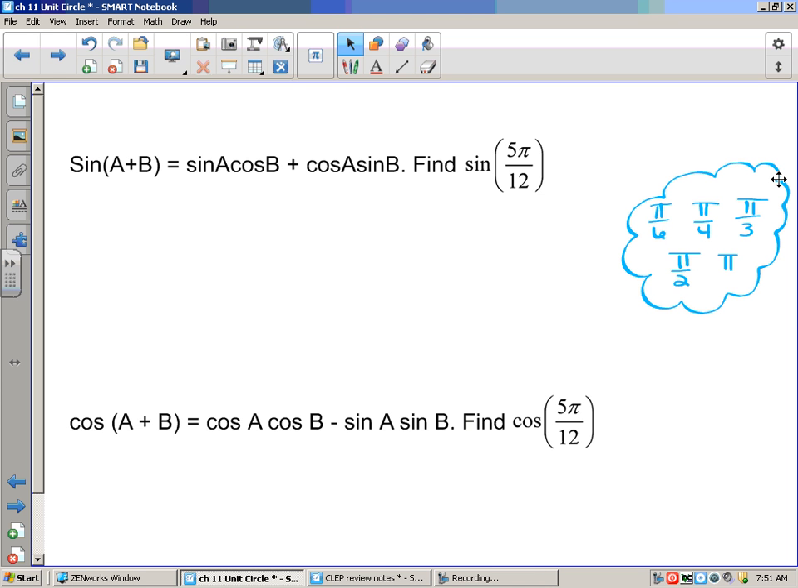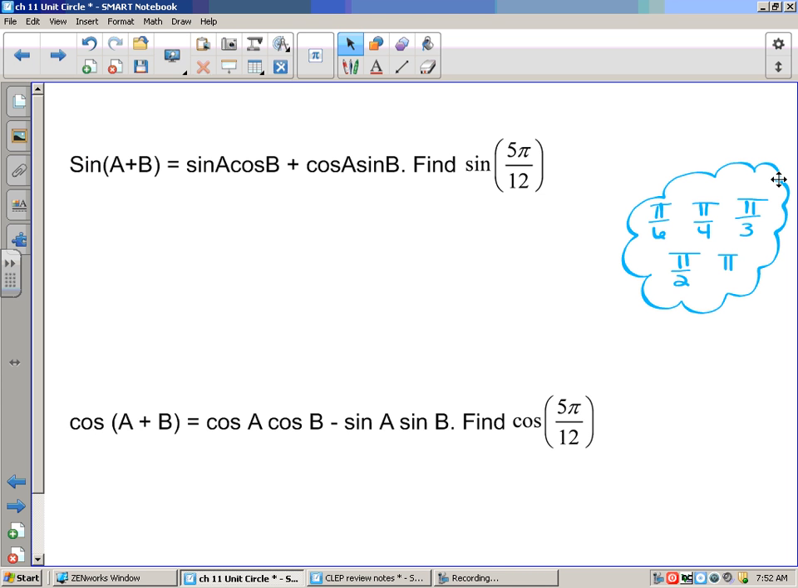More specifically, we can use these identities, which is the sum of two angles: sine of a plus b, or cosine of a plus b. The sine identity is sine, cosine, plus cosine, sine. And then the cosine one is cosine, cosine, minus sine, sine. Can you hear the rhythm to that? Sine, cosine, cosine, sine; cosine, cosine, sine, sine. If something gets stuck in your brain, that's good. It helps us remember those.